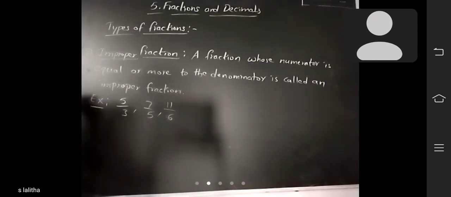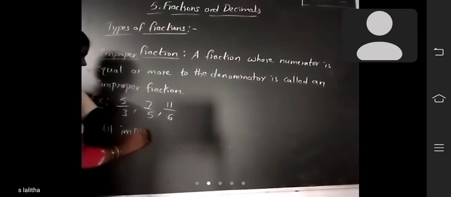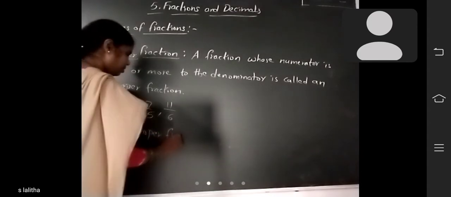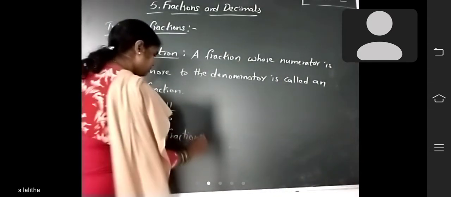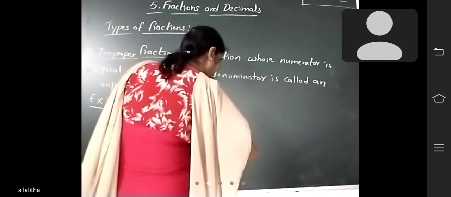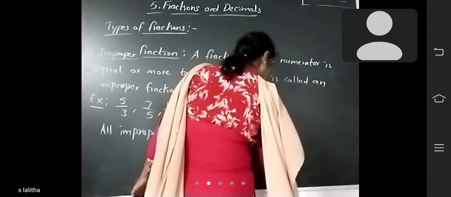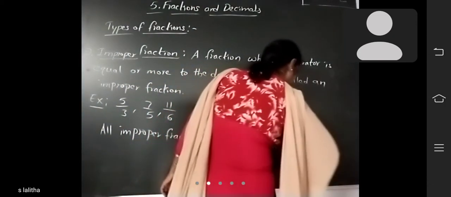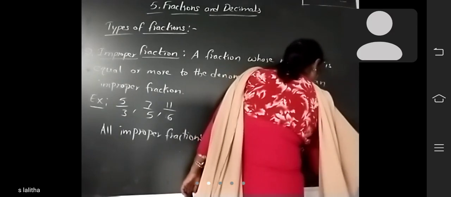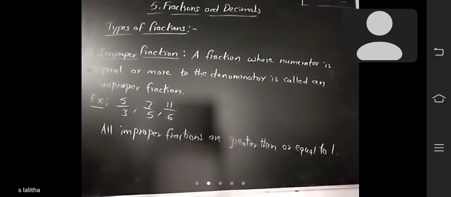So these types of fractions are called improper fractions. Now write, all improper fractions are greater than or equal to 1.